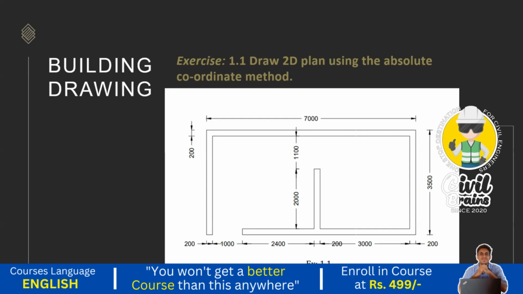So if we give the paper size as 420 by 297, then what happens? Obviously the plan will come out of the limits, correct? So here we are going to change that. Whatever dimensions we are given, we'll change it. We are not using A3 size paper here.